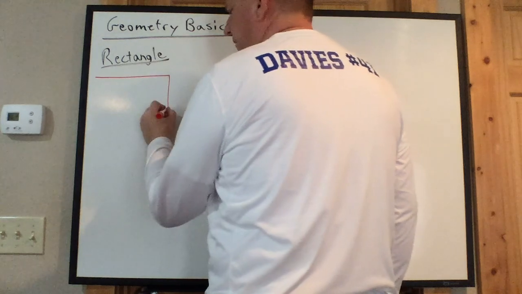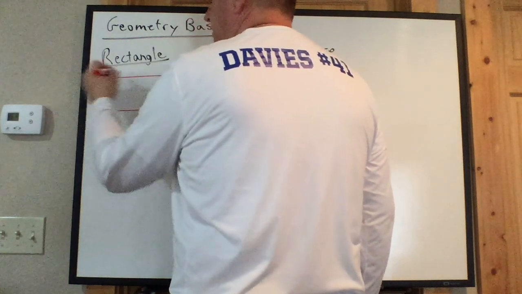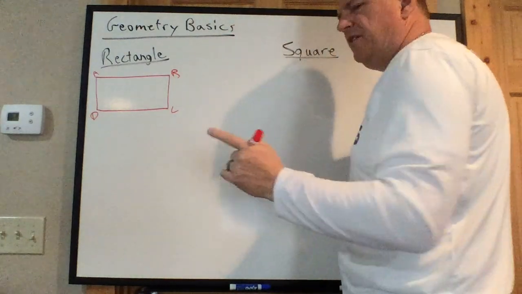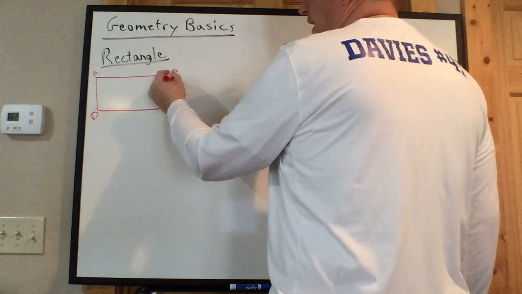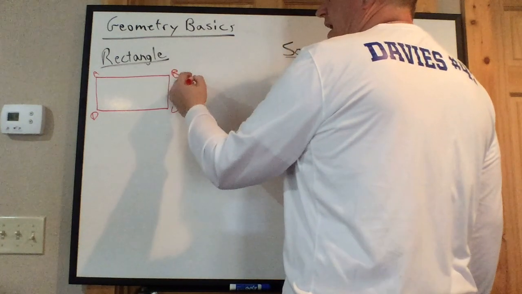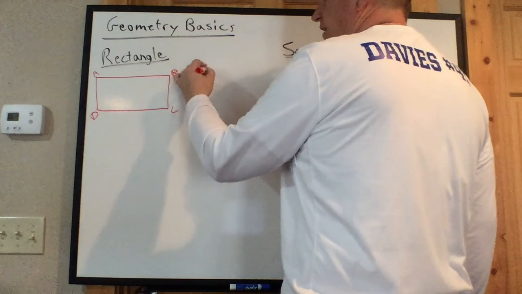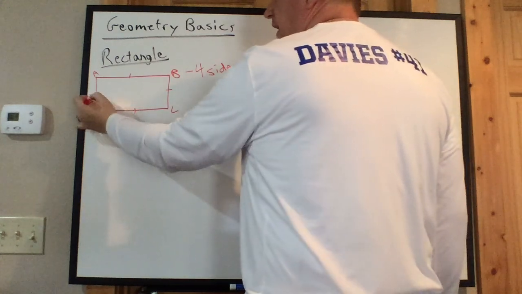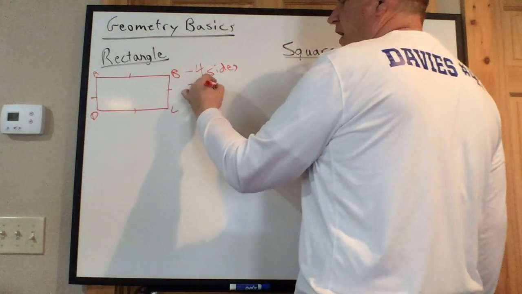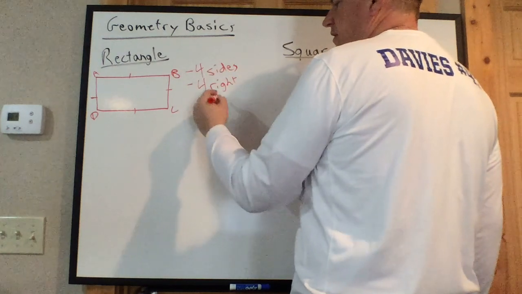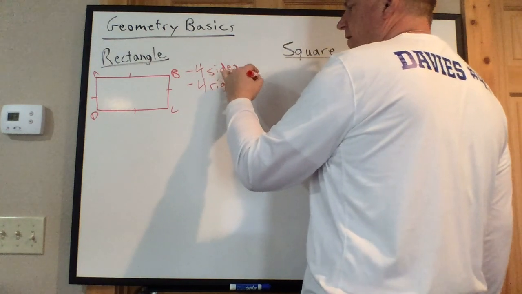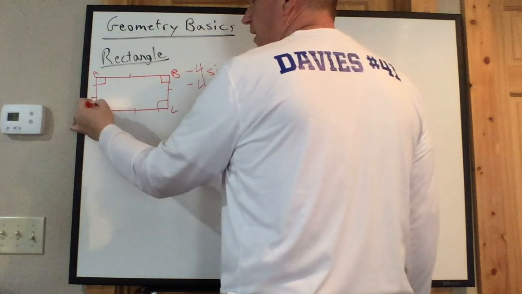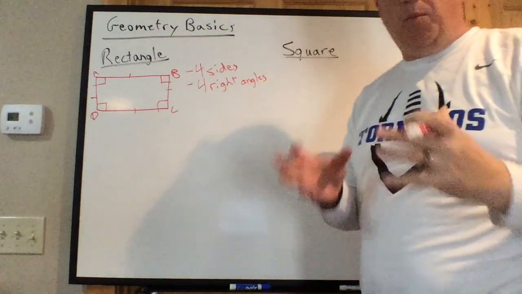So we draw our rectangle, and we're going to label it A, B, C, and D. Some of the things that we need to know about it is that it has four sides: 1, 2, 3, and 4. And it has four right angles: 1, 2, 3, and 4. So that gives us our basics for that.